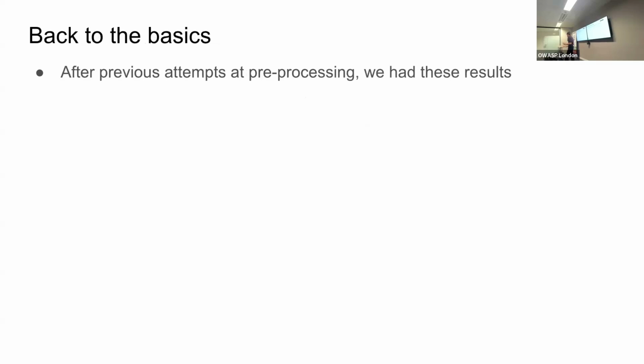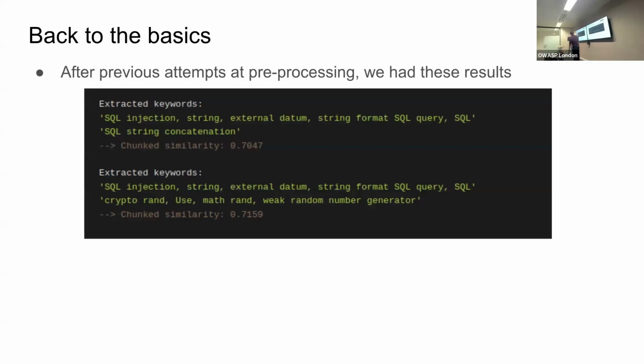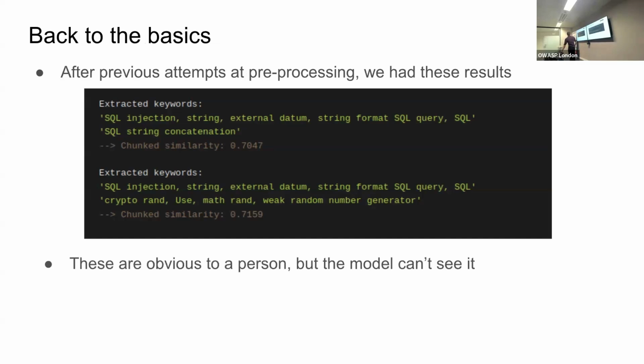So let's go back to data science instead of this large language model world we've been living in. So previously, as I showed you, we had attempts at pre-processing, and we had these results. We had SQL injection, string, SQL string concatenation, and SQL injection, string, and crypto random. So to a human, someone who doesn't even know anything about cybersecurity or these vulnerabilities, these are obviously a lot more related than these are. But the model can't see it at all for some reason. So there are a lot simpler approaches.